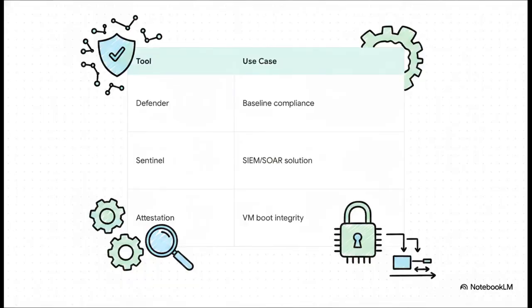So, to actually execute that strategy, you need the right tools. Think of Microsoft Defender for Cloud as your neighborhood beat cop, constantly patrolling for vulnerabilities, generating alerts, and ensuring baseline compliance across your subscriptions. Then you've got Microsoft Sentinel. This is your elite detective bureau, a robust, centrally managed SIEM and SOAR solution handling the massive influx of security events. And finally, Azure Attestation. Think of this as the Vault Guard, running integrity checks on the entire VM boot chain and trusted execution environments so you know for sure your compute environment hasn't been tampered with.